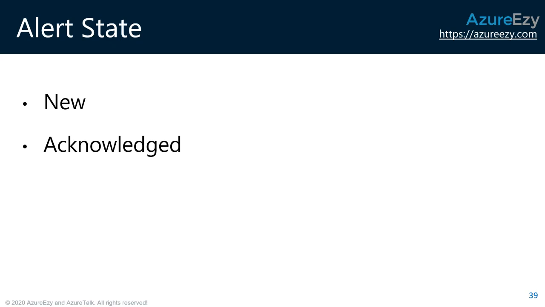Post that, once some developer or admin who will be working on that looks at it and acknowledges it, the state is changed to acknowledged. And let's suppose you have worked on the case and resolved the issue, you can change it to the closed status. So this generally has three states: new, acknowledged, and closed. So this was all about Azure Monitor.